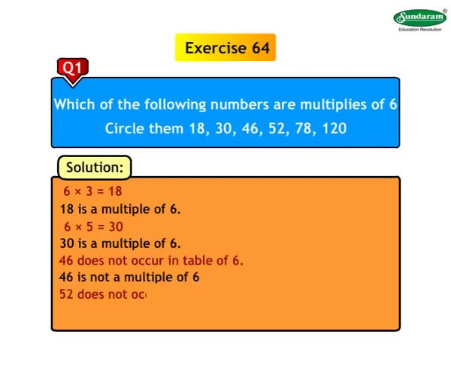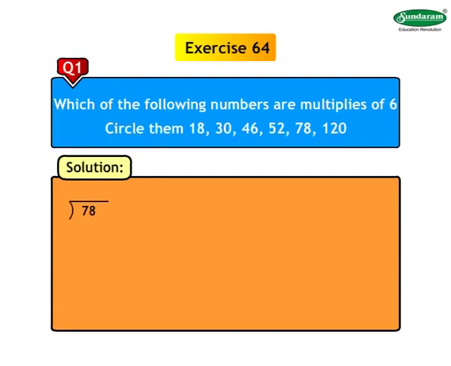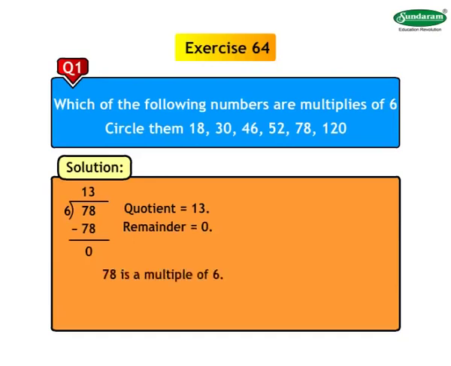52 does not occur in table of 6. Therefore, 52 cannot be divided by 6. Hence, 52 is not a multiple of 6. Divide 78 by 6. While dividing 78 by 6, quotient is equal to 13. Remainder is equal to 0. Hence, 78 is a multiple of 6.